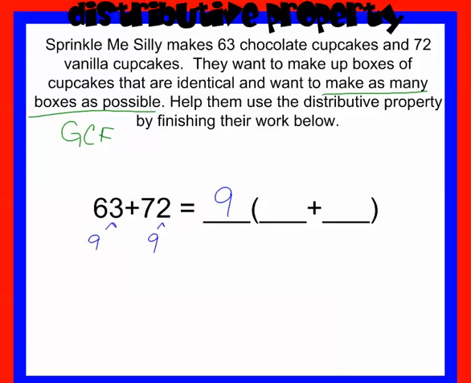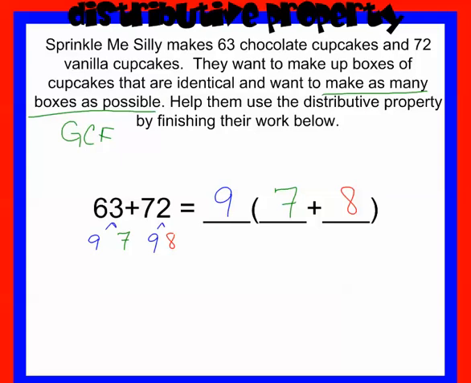So I have to think about what I can multiply 9 by to get 63, and that would be 7. And so I'll put the 7 right here. And I know 9 times 8 gives me 72, so I'll put that 8 here. Can double check. 9 times 7 is 63. 9 times 8 is 72. So I'm back to my original number, so that checks out.